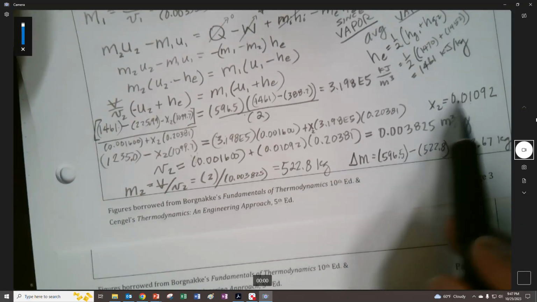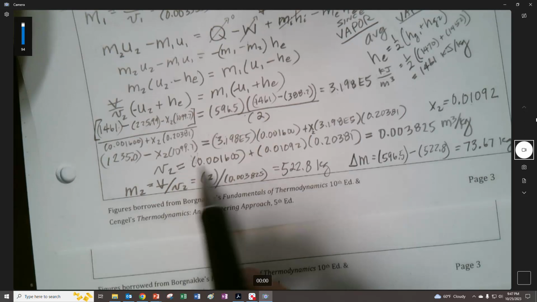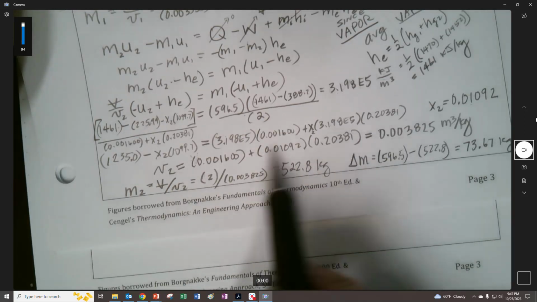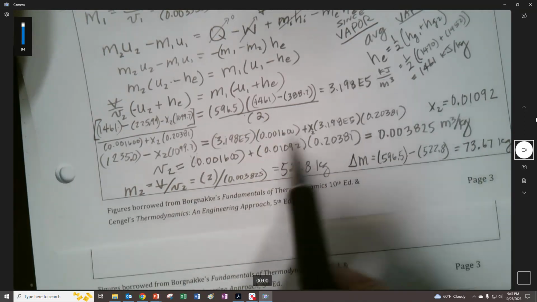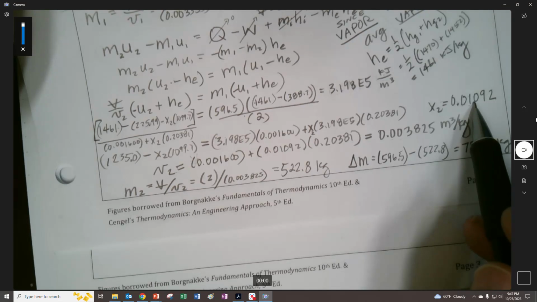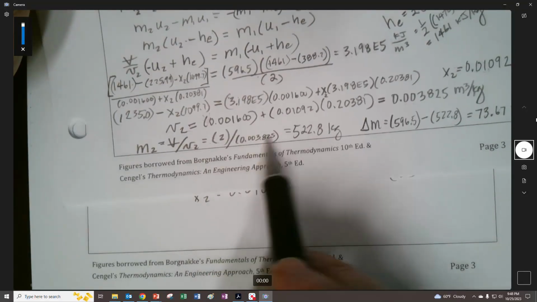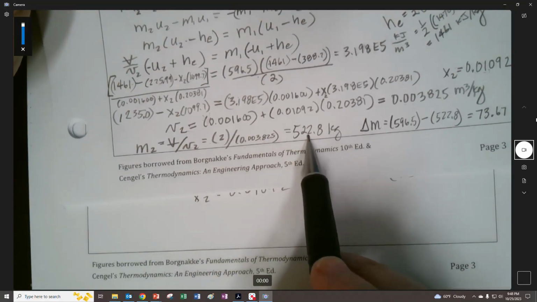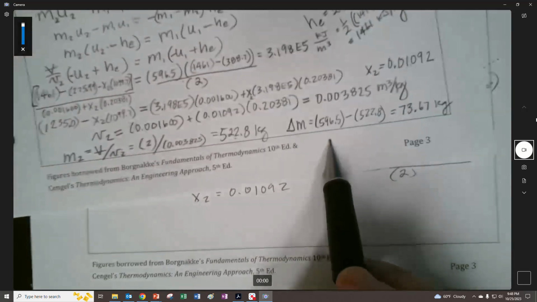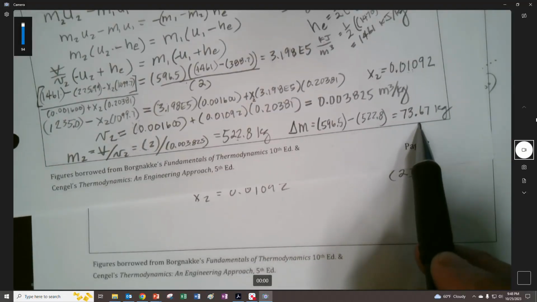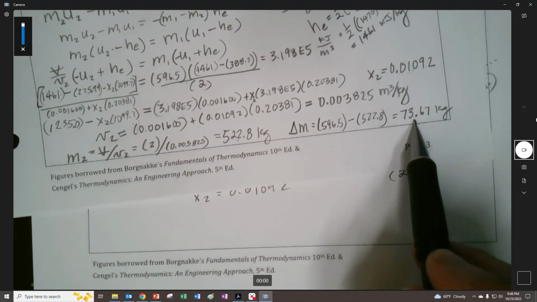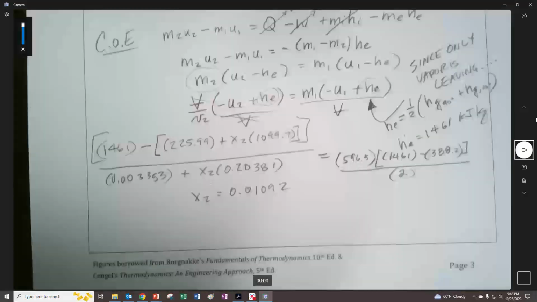And then once you have this, you can get the specific volume, right? We can find the specific volume from this quality, and the quality wasn't much, right? It was like 1%. Barely made it. But then we could divide and find out what mass 2 is, and so the difference between the masses is how much mass left, how much went away.